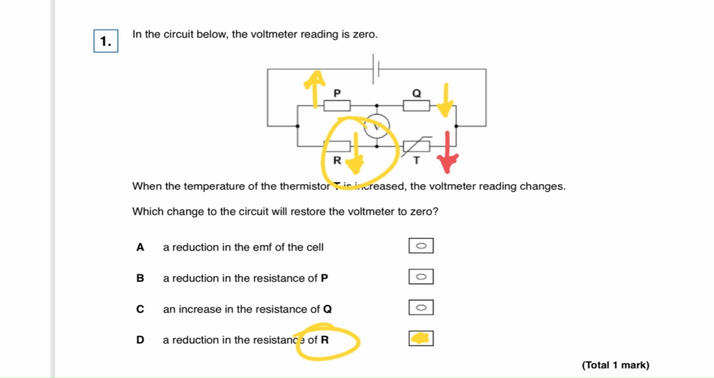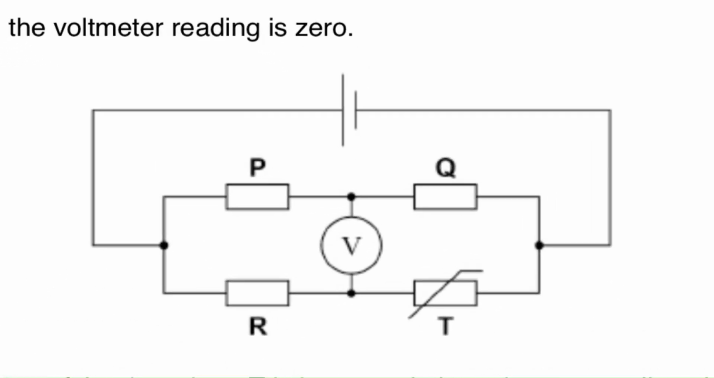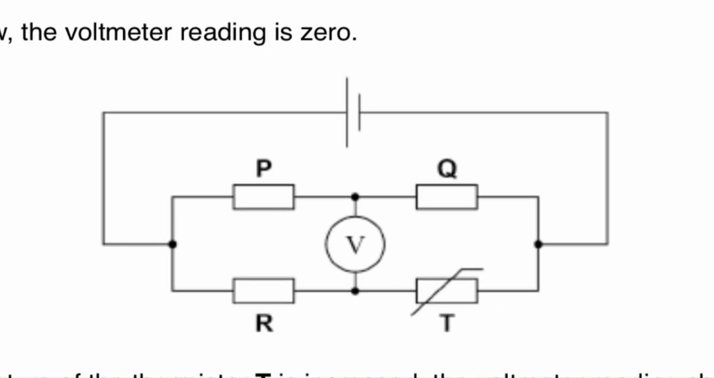So how do I get that? Well, I think it's best explained with actual numbers. So if we pretend that the cell has a 3-volt EMF, if we pretend P is 10 ohms and Q is 5 ohms and R is 10 ohms and T is 5 ohms originally.